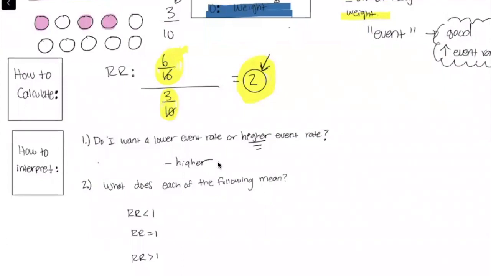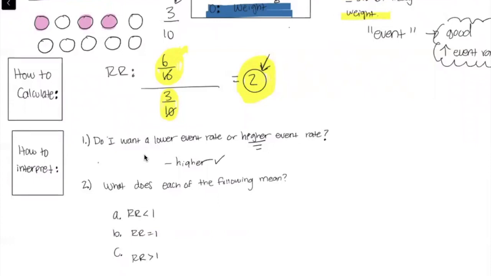Now let's go ahead and interpret this risk ratio of 2. First of all, we already addressed this first question when it comes to interpretation, which is: do I want a lower event rate or a higher event rate? In this case, we do want a higher event rate. Now we want to understand what each of these risk ratios would mean in this specific situation with this specific PICO question.